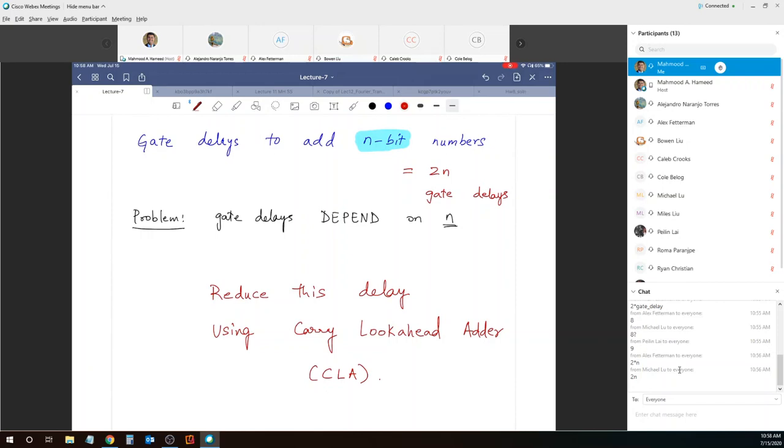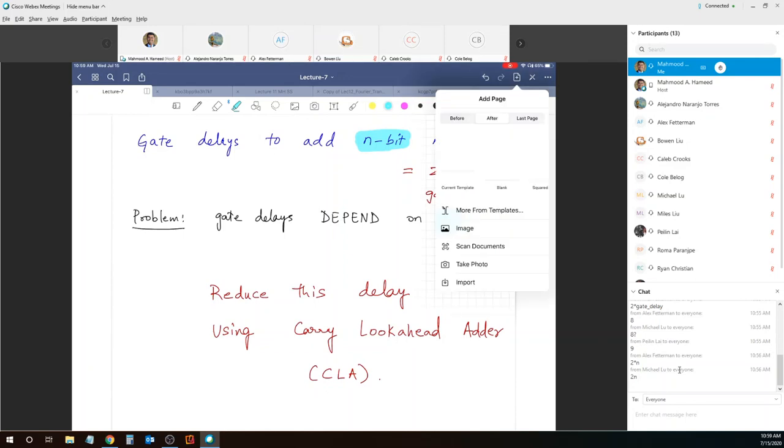In other words, we want to make this gate delay independent of n, right? So this n, that is the problem. We want to make the gate delays independent of n. So it should take the same amount of time, or in theory, it should take the same amount of time to add 4-bit numbers as 64-bit numbers. That would be really, really good, right? In theory, we should be able to do that if we had all the carries computed ahead of time. And we can do that, but we have to play a little trick.